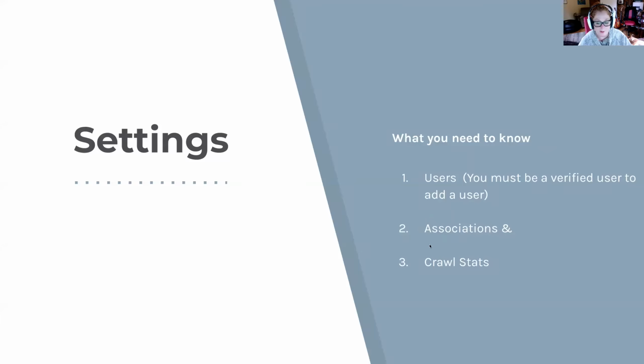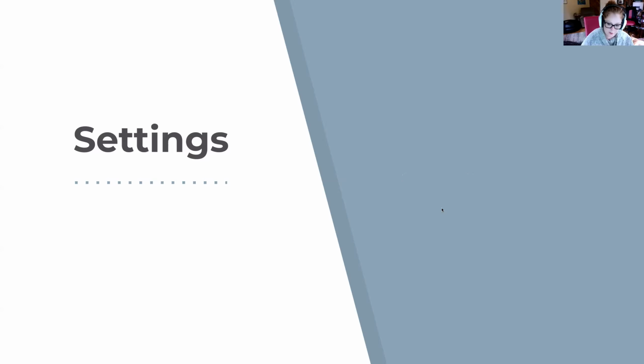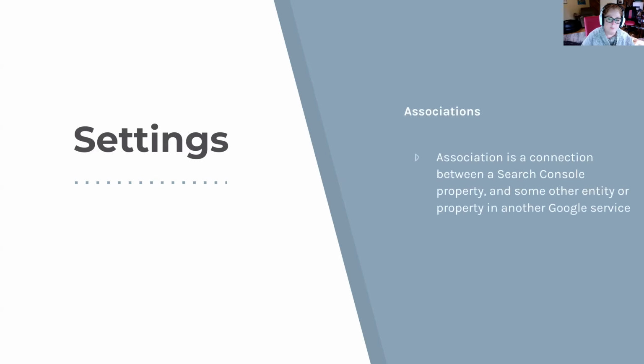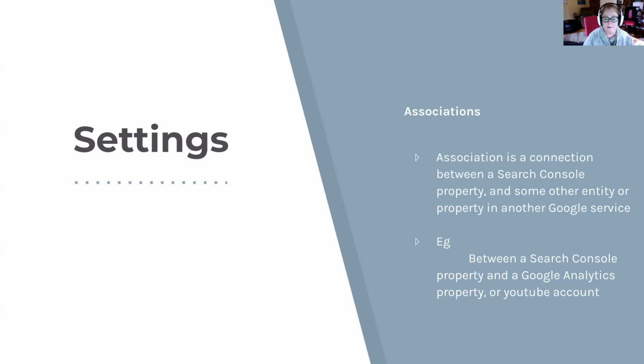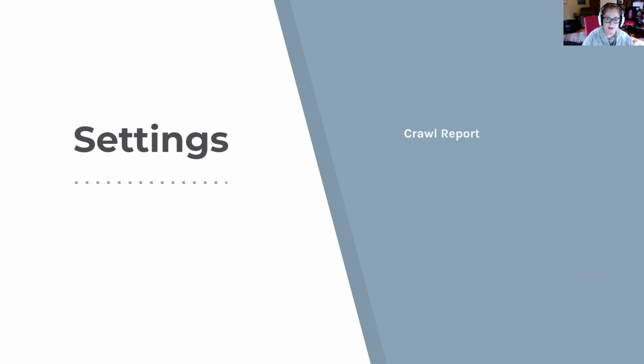Associations is a new-ish thing where Google's letting us associate other Google accounts. So with Google Search Console, you can associate Google Analytics or YouTube or Google Analytics 4. And we want to make those connections.